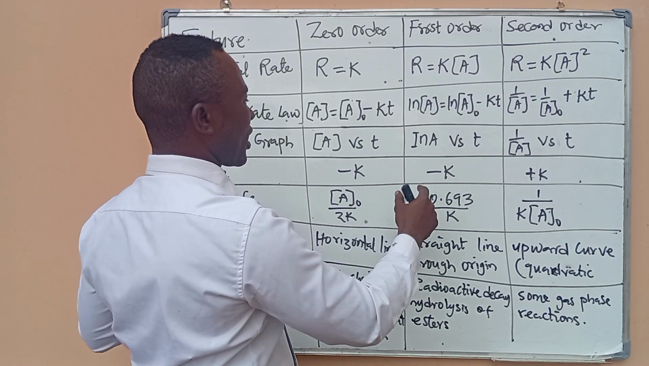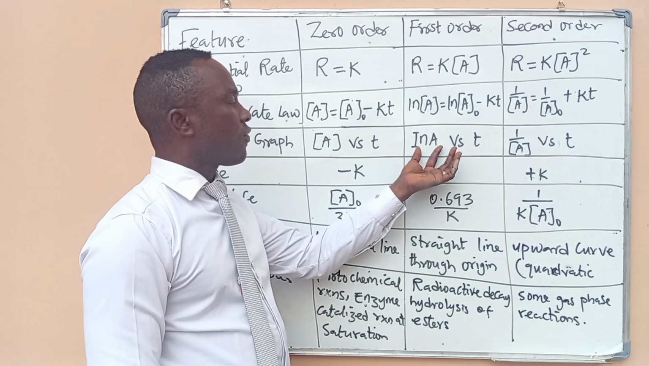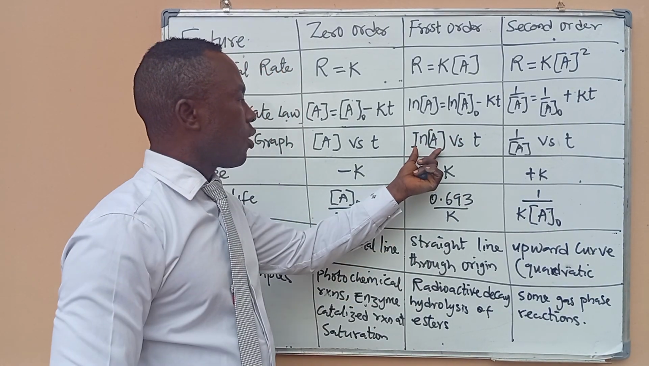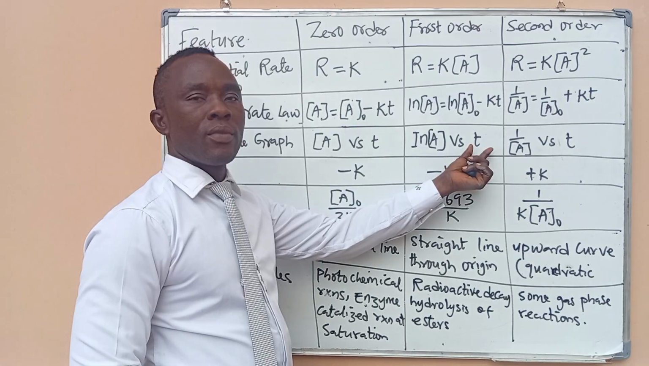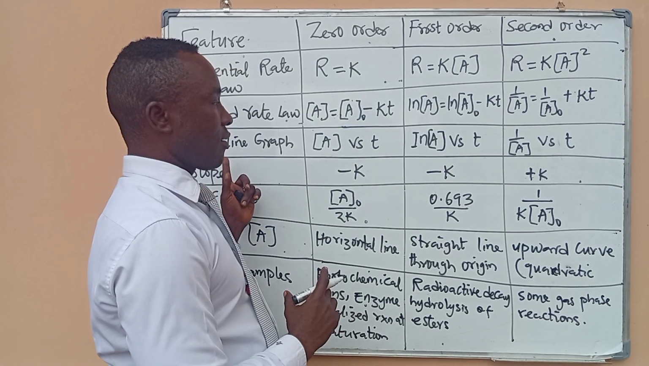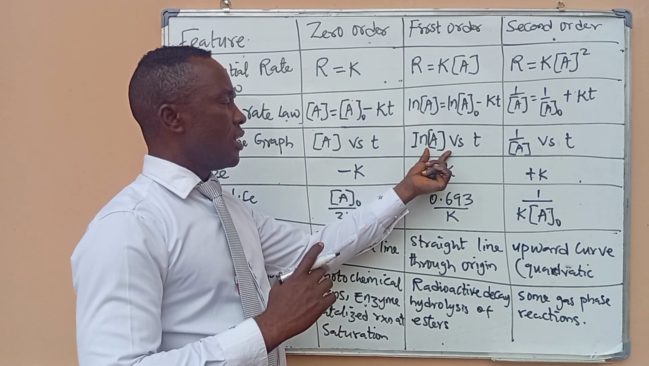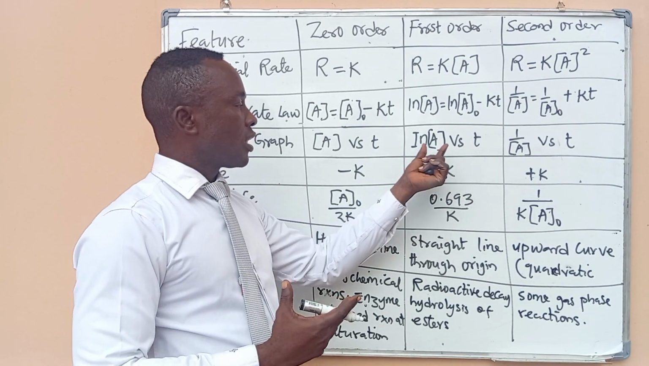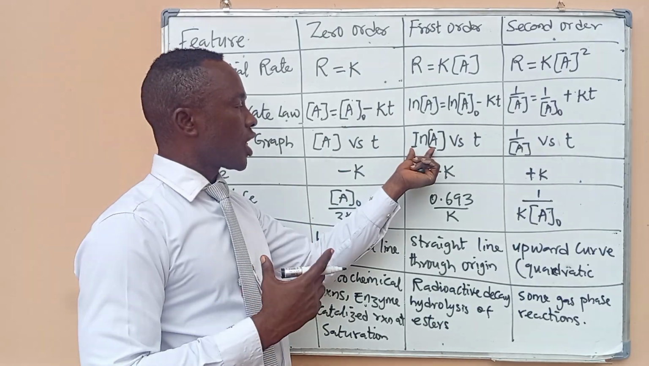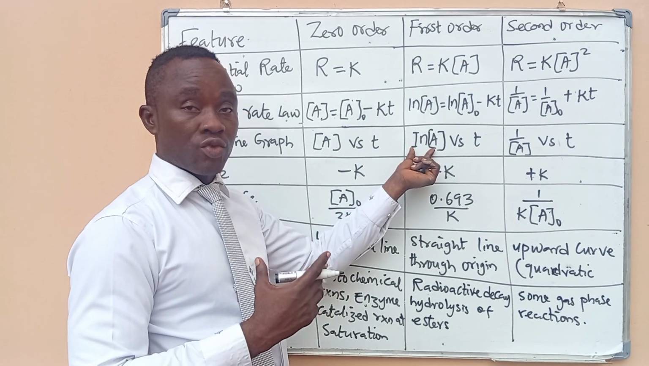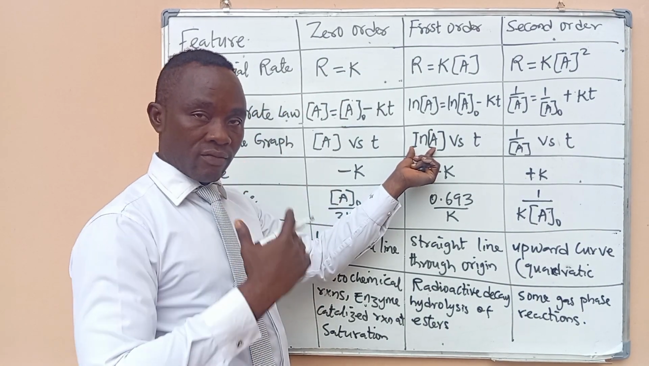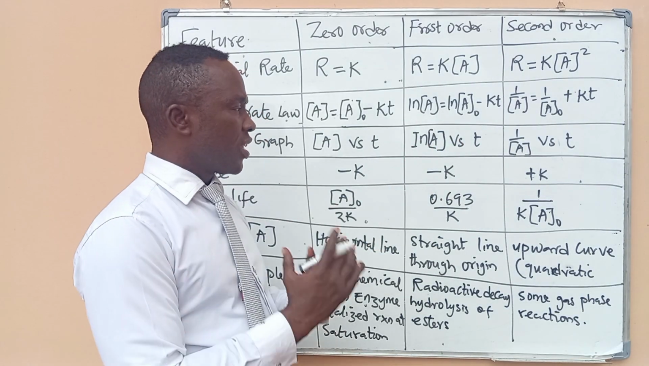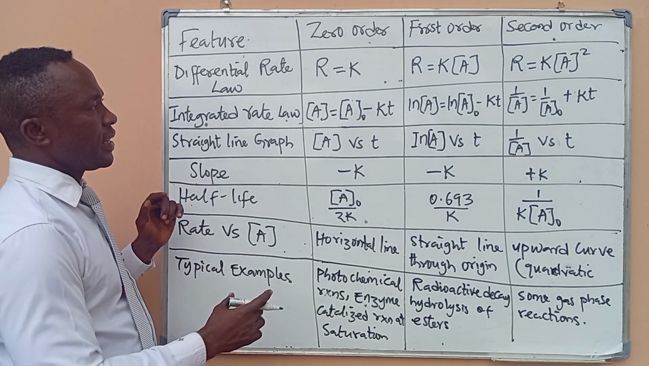Now for first order reaction, it is ln of the final concentration versus time that will give you a straight line graph. That means you measure the concentrations at different times as the reaction proceeds. Then you take the ln of the final concentration at different intervals of time and you plot the ln against time. If it gives you a straight line graph, then the reaction is first order reaction.